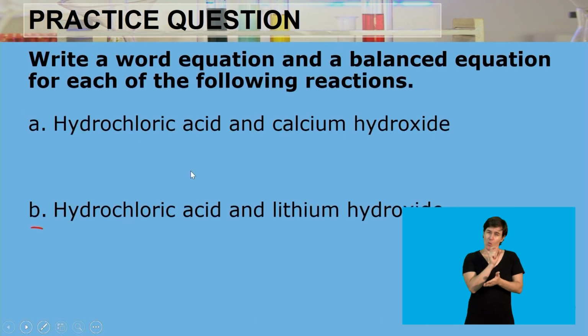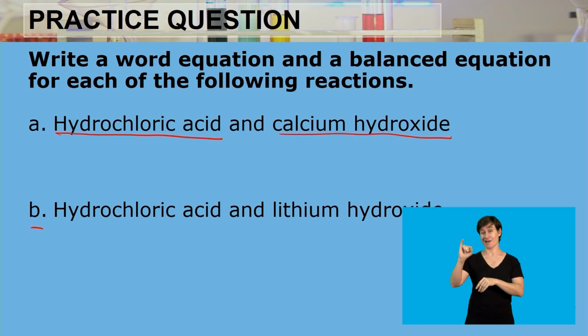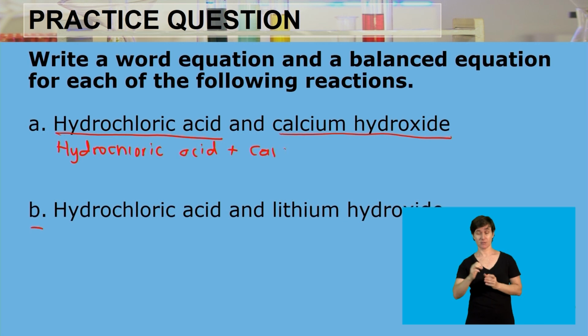Again, we need to write a word equation and a balanced equation. So now we need to balance the equation for each of the following reactions. So the hydrochloric acid, as we know, HCl, reacting with calcium hydroxide. So we need to write the word equation and also a balanced chemical equation. We know HCl is hydrochloric acid, reacting with calcium hydroxide. We know that this reaction is going to form salt and water, but then what salt and what water?